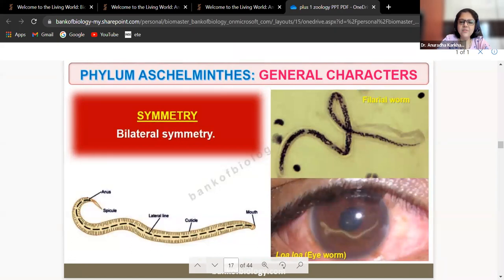Symmetry is bilateral. You can see the worm, it has come into the eye, it's in the eye. Very clearly see, it comes out through the eyes.